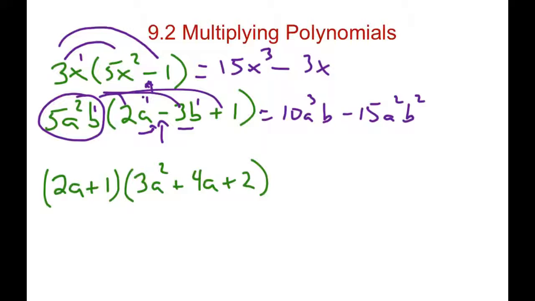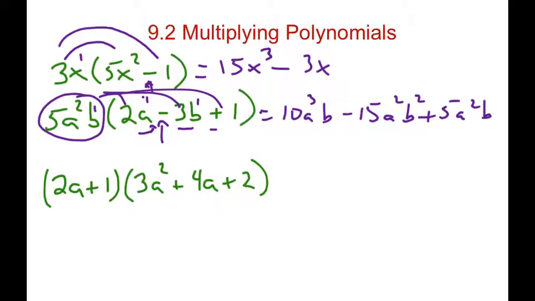Alright, now my last one, plus 1. So plus 5a squared b times 1, of course, is just 5a squared b. And that's it. And none of those are like terms. I can't combine them. I just leave it the way it is.